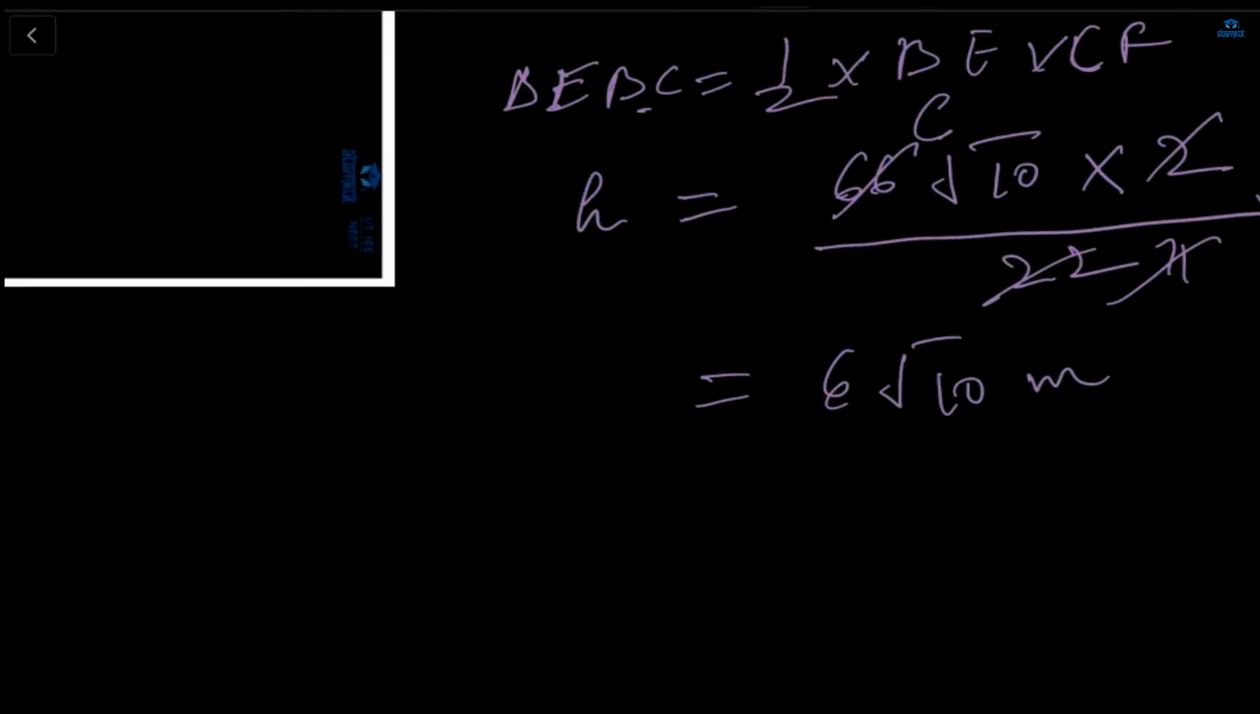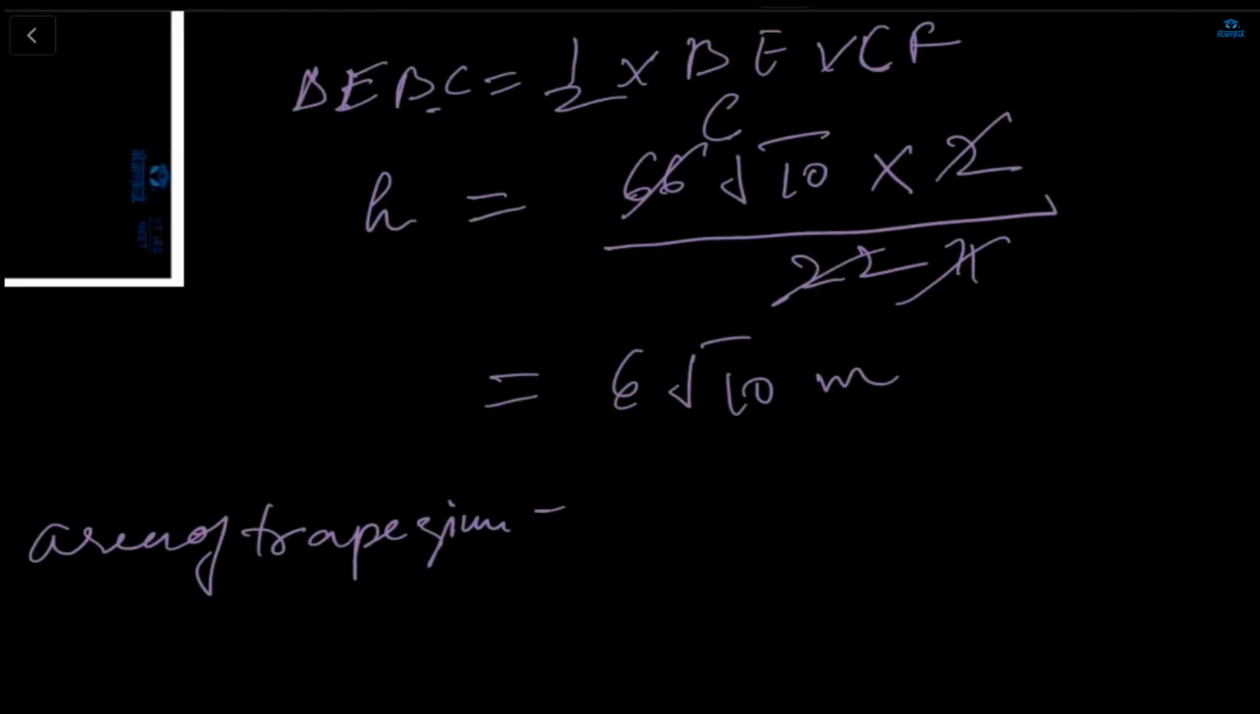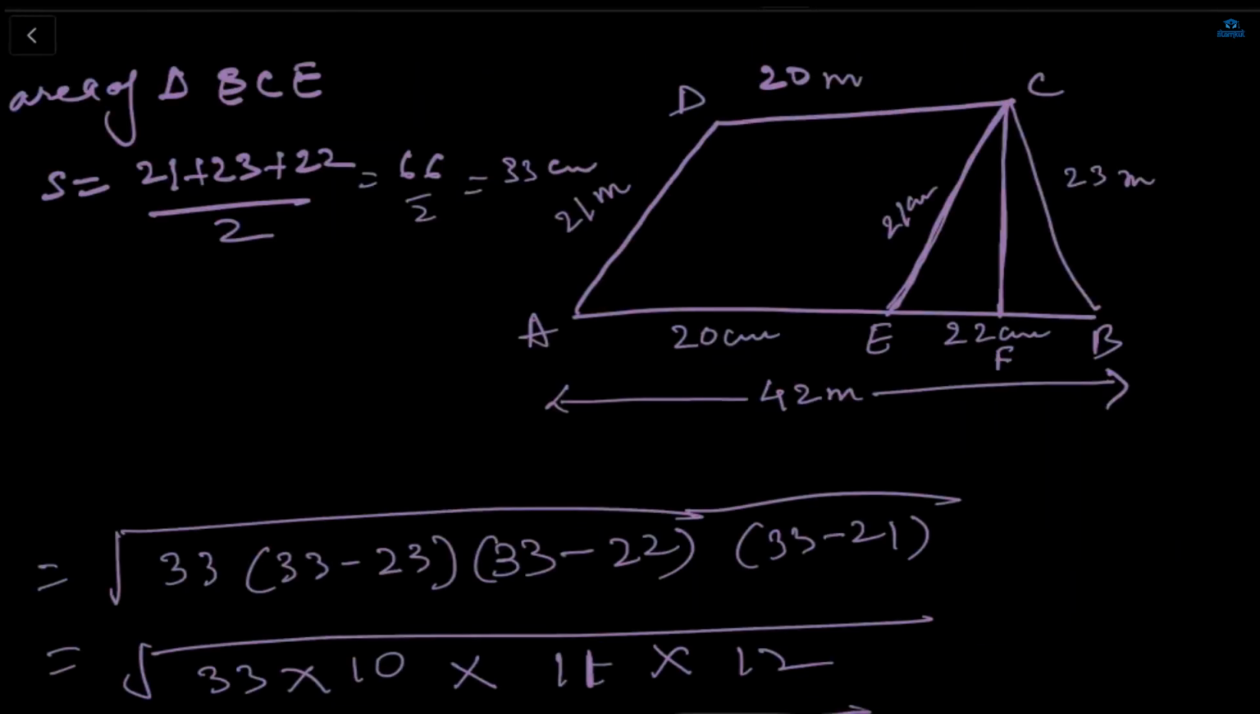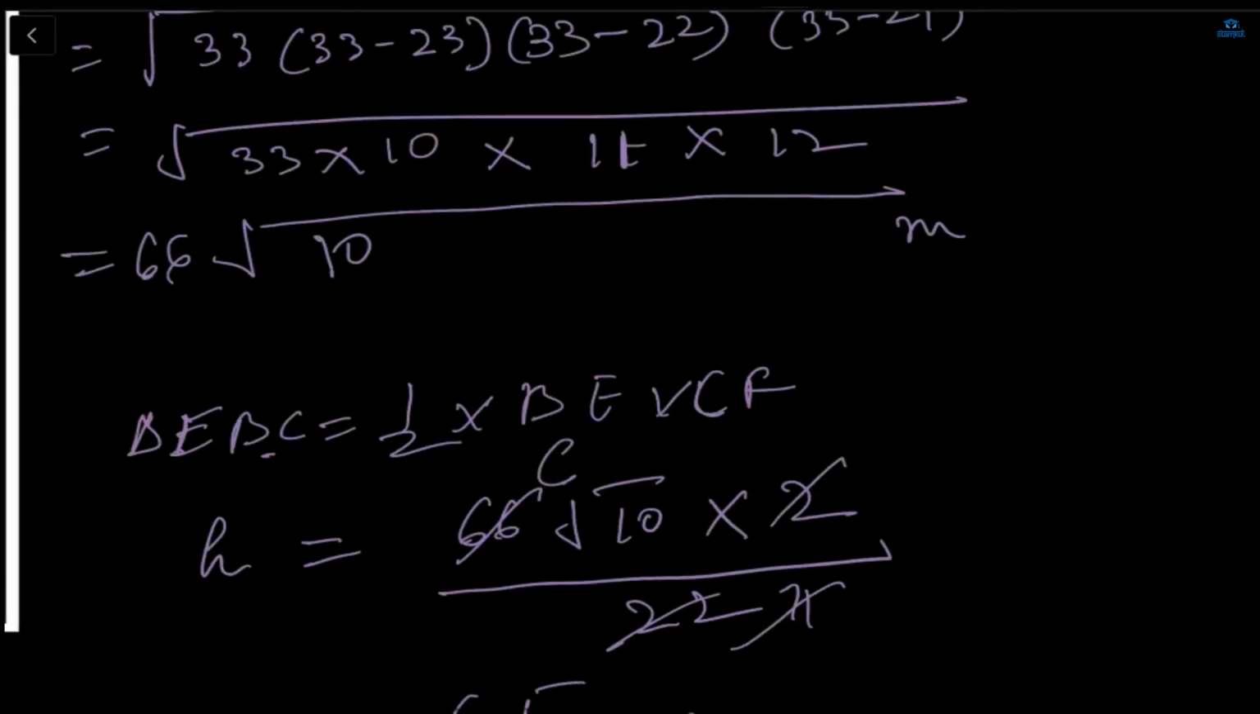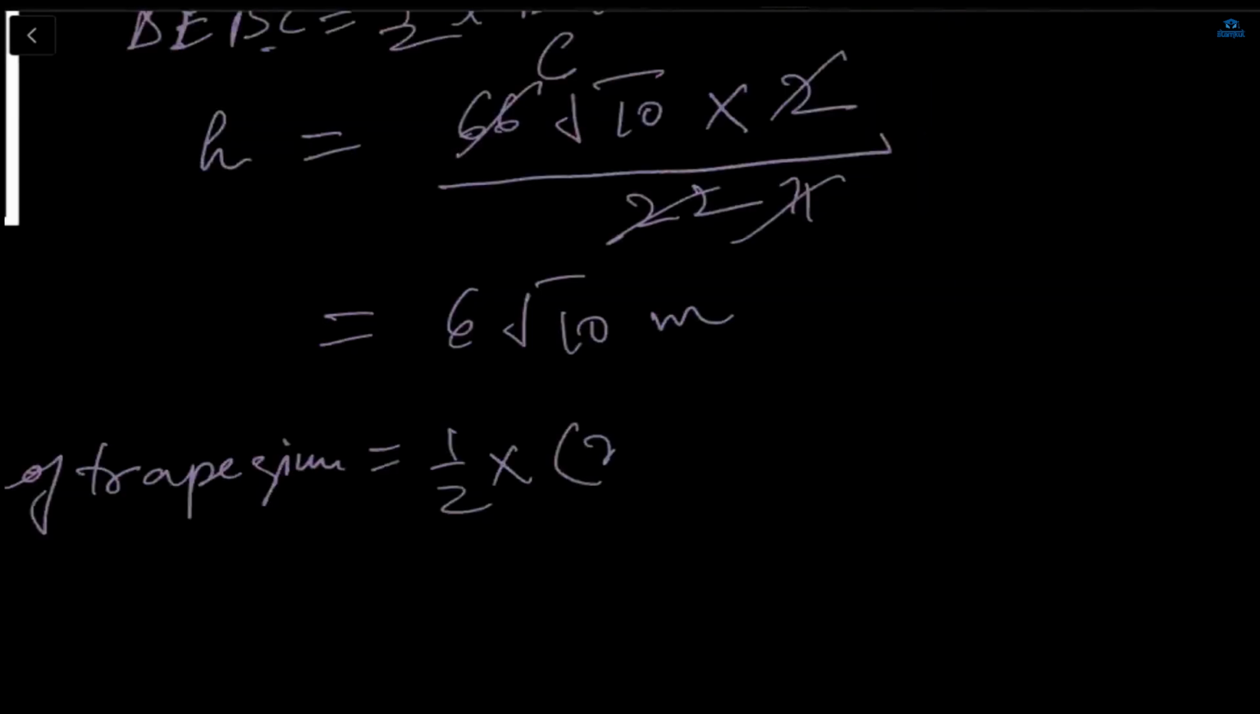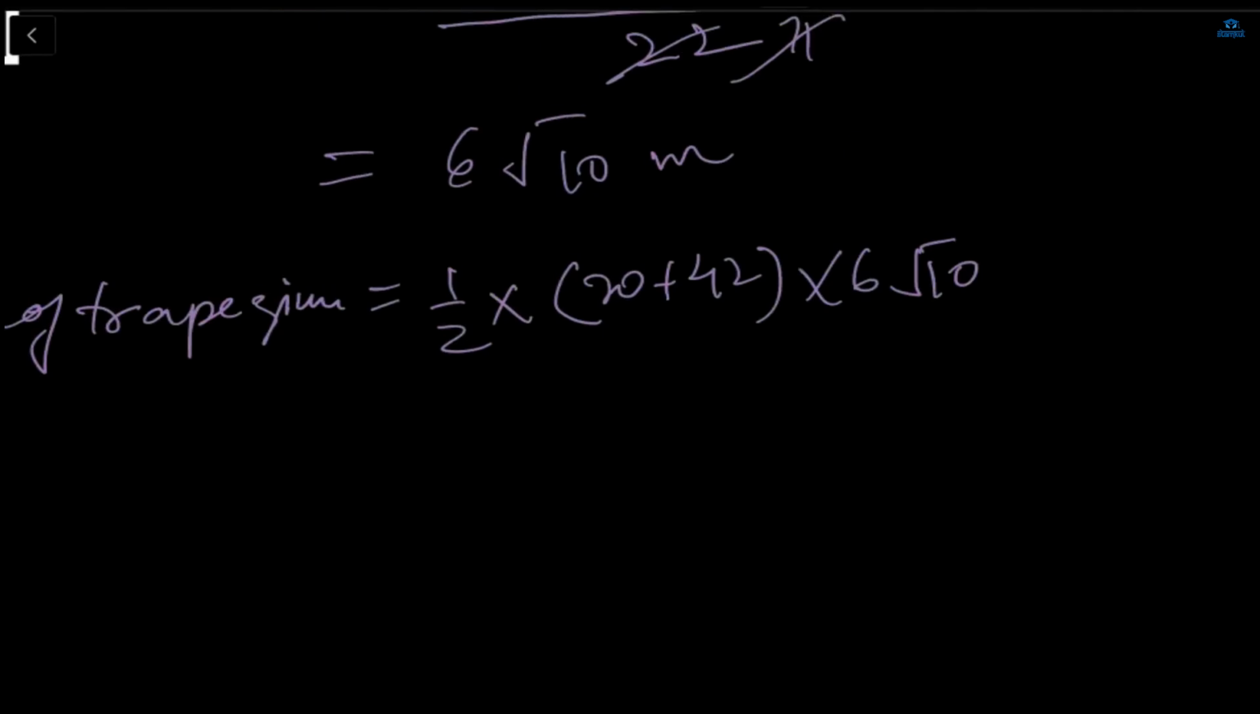Area is (A plus B) into H divided by 2. It will be half into the sum of the parallel sides. What are the parallel sides? 20 and 42. The sum of the parallel sides into root 10. Now if you are going to find this, it will be 2 multiplied by 3 root 10, to get the value like 420.